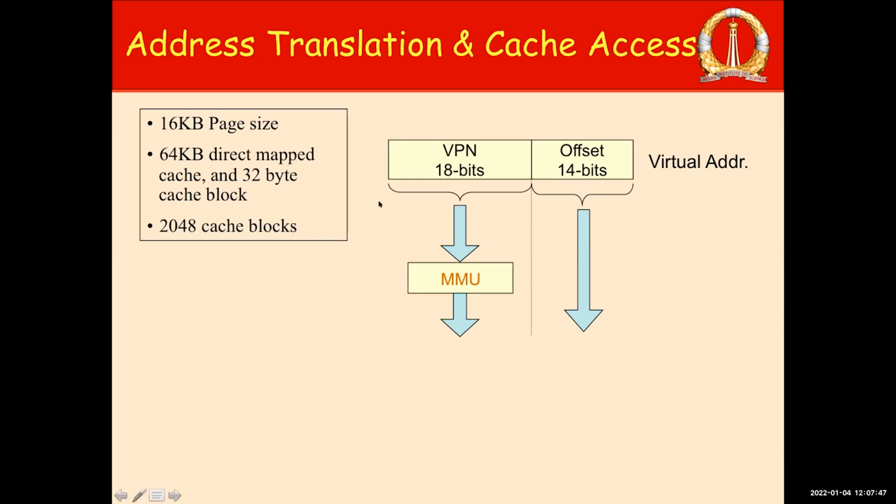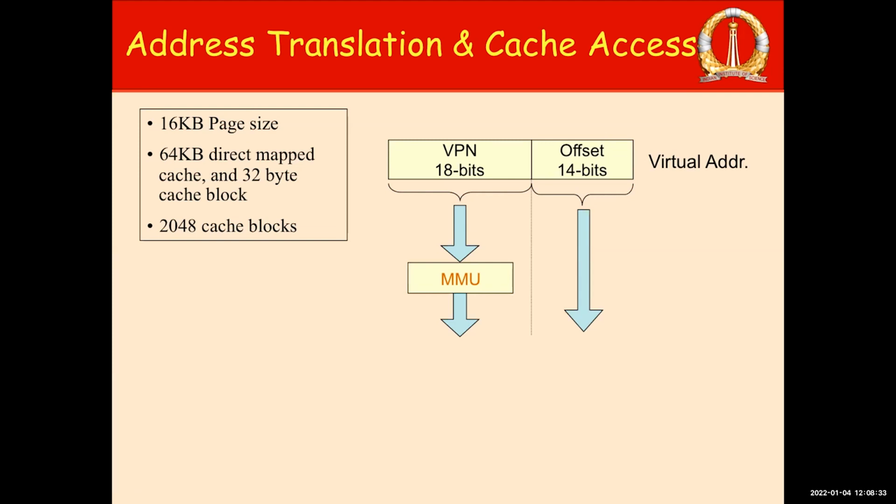Let's assume that my page size is 16 kilobytes and I have a 64 kilobyte direct mapped cache with a block size of 32 bytes. With a block size of 32 bytes, a 64 KB cache will contain 2048 cache blocks. Since it is a direct mapped cache, I have essentially 2048 sets or 2048 blocks. To index these 2048 blocks, I need 11 bits. And because it's a 32 byte cache block size, there are 5 offset bits. So I start taking these 5 offset bits from the least significant position, and then I need 11 bits to index into my cache, correct?